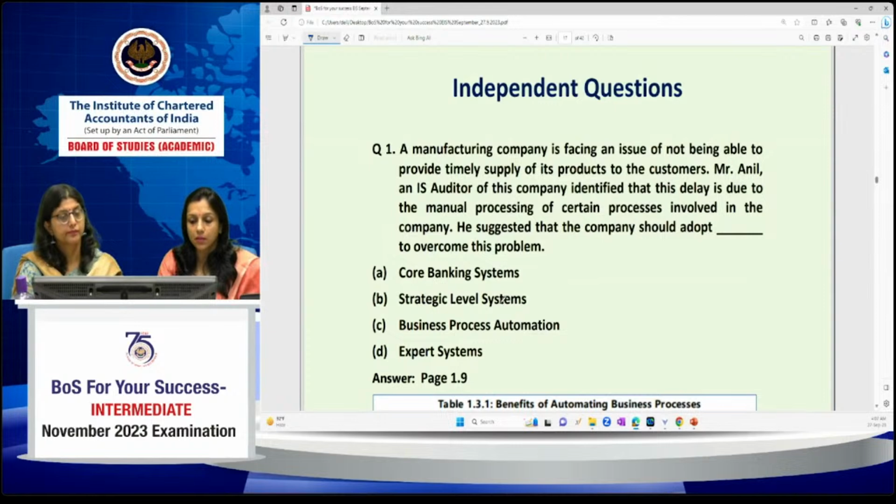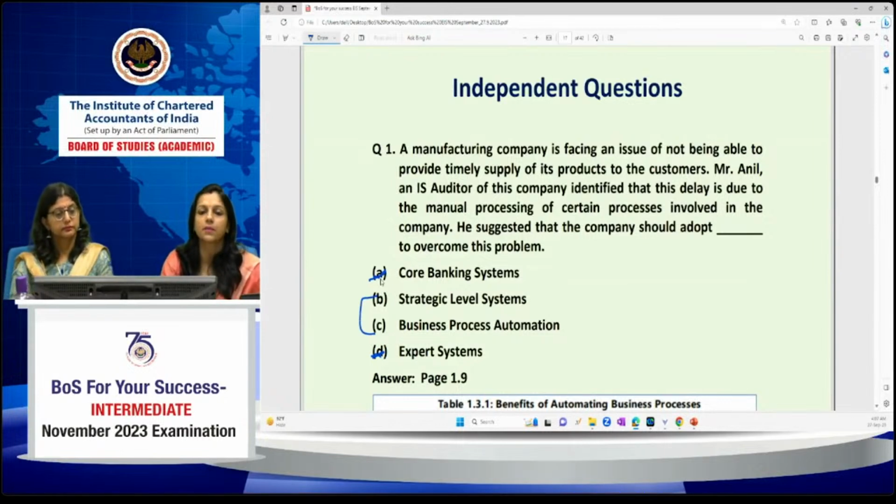Now, one point: when you solve an MCQ, I would suggest that you can easily rule out the options which you find irrelevant, because here in this question you can see it's a manufacturing company. Now it is dealing with delay in certain processes due to manual processing. Now what technology should the company adopt? So the very first, core banking system, you can rule out, it does not belong to this question. The same is true of expert system, because there is no use of AI over here. Now the option you have left is the strategic level in the business process automation.